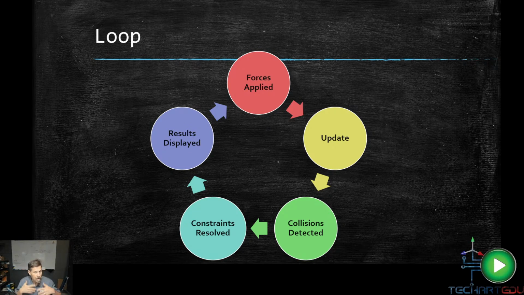And then, once those constraints have been resolved, what you've got to do then is let the system display the results. Okay, so all this activity goes on, but we didn't actually see any of it happening until we go to the fourth stage, or the fifth stage, and that's where the results are displayed. Once the results have been displayed, we start over again, and then we start applying all the forces that got generated during the collisions and the constraints. You see? Nice big old loop.